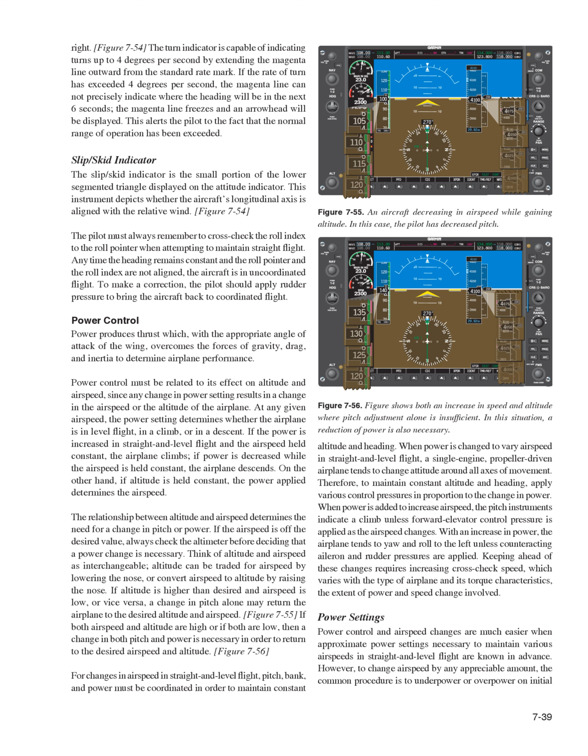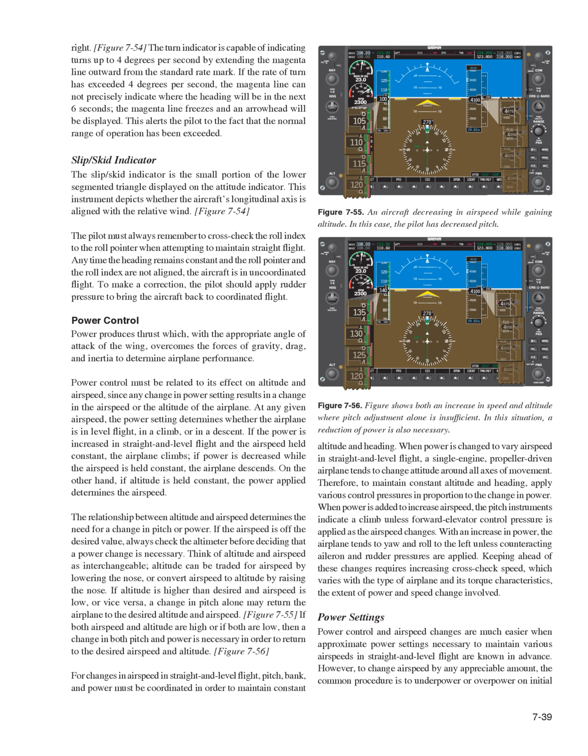At any given airspeed, the power setting determines whether the airplane is in level flight, in a climb, or in a descent. If the power is increased in straight and level flight and the airspeed held constant, the airplane climbs. If power is decreased while the airspeed is held constant, the airplane descends. On the other hand, if altitude is held constant, the power applied determines the airspeed.